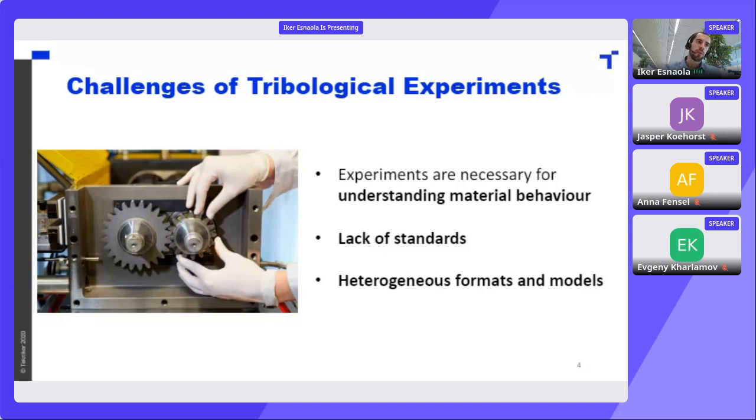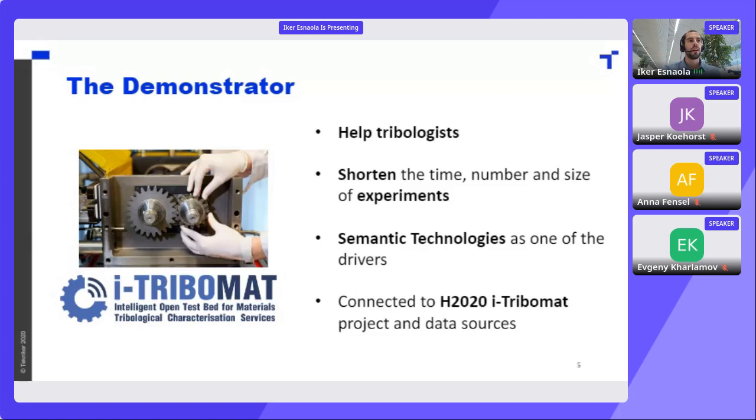Now, the problem in this domain is that there is a lack of standards. I mean, different companies may document their experiments in different ways, using different formats and different data structures, data models. Having this heterogeneous information, it's not easy to access it. And that's what we try to do in this demonstrator in OntoCommons. We try to help tribologists to find these experiments.